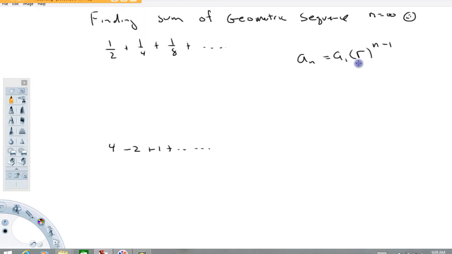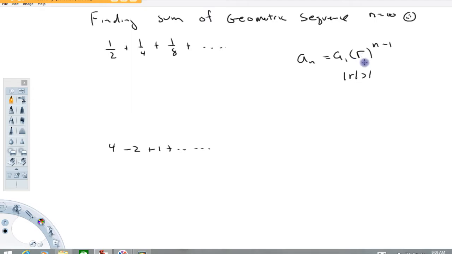The first thing to realize here is that if the absolute value of r is bigger than 1, this sum won't have an end to it. It'll just go on forever and get bigger and bigger, because you're going to be adding something like 2 plus 3 plus 5 or something like that.